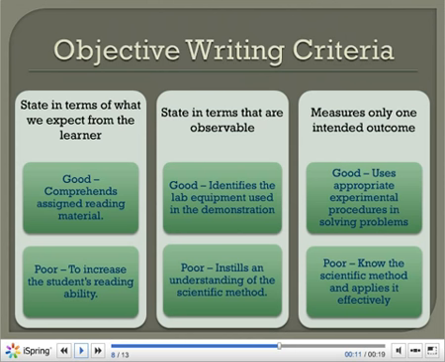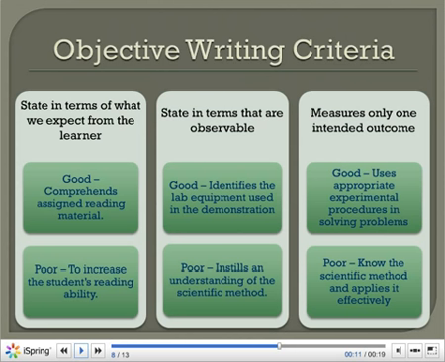Second criteria is to state in terms that are observable. Again, you can see a good example, you can see a poor example. The problem with the poor example is that these aren't things that are observable if something is instilled.